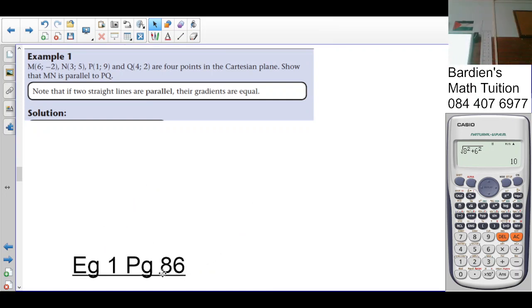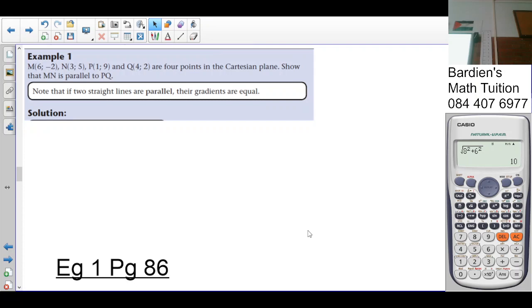In example 1 on page 86, we are told M, N, P and Q are 4 points in the Cartesian plane. Show that MN is parallel to PQ. What do we note here? Two straight lines are parallel if the gradients are equal. So make a note there: if lines are parallel, gradients are equal. But that we knew from grade 10 already.